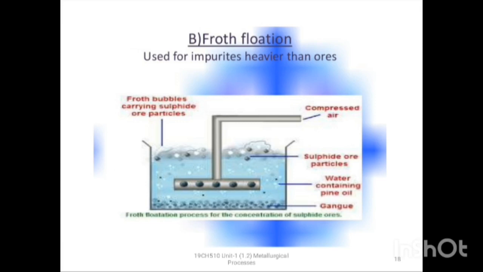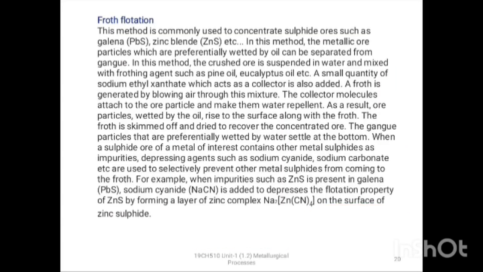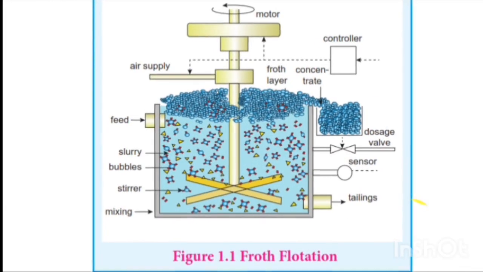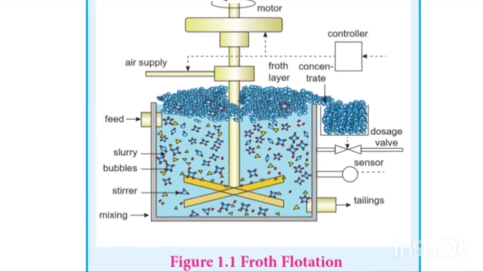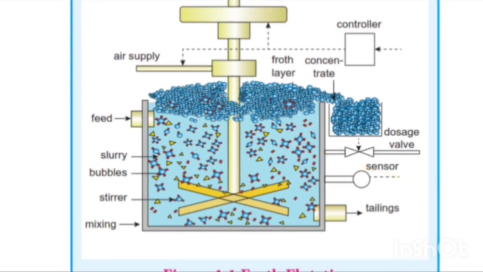The froth is suspended above the liquid. The froth bubbles carrying the sulfide ore particles come above the liquid surface, and the gangue particles will stay at the bottom of the container. So in this diagram also you can visualize clearly the froth flotation process.